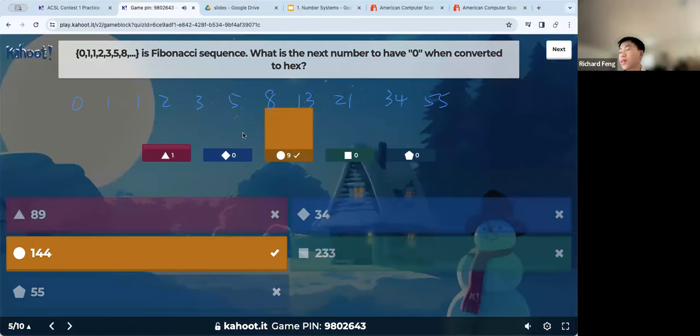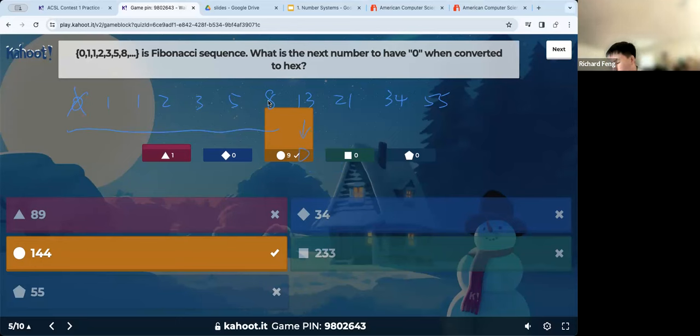Okay, so the answer for this one was 144. So basically, how you approach this is you can convert the numbers of the Fibonacci sequence to base 16. So from 0 to 8, they're all the same in base 16, and 0 doesn't count. We're looking for the next number to have a 0 in its hexadecimal form. So 13 is D.